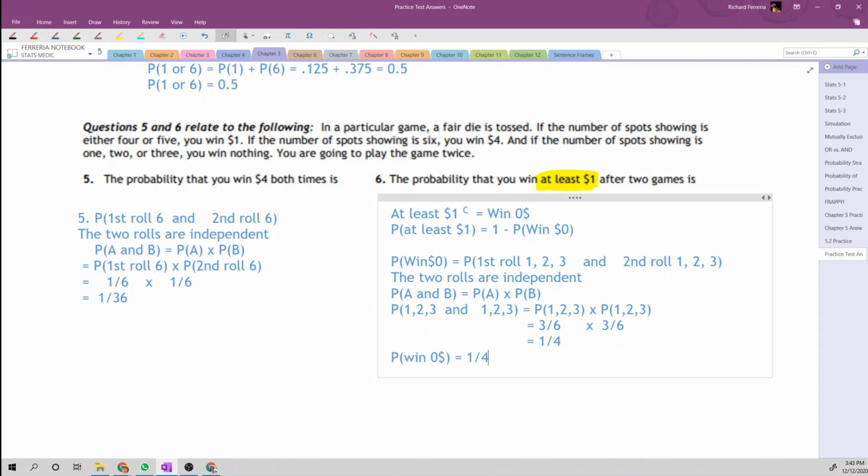Well, that's great, because now we can answer our question. If you will remember, our question is, what's the probability of winning at least $1? And we found out the probability of winning at least $1 is the same thing as 1 minus the probability of winning nothing, no dollars. Of course, we now have a number for the probability of winning no money at all. It's 1/4. So there's a 75% chance, or the probability is 0.75, that you're going to win at least $1 after 2 games.